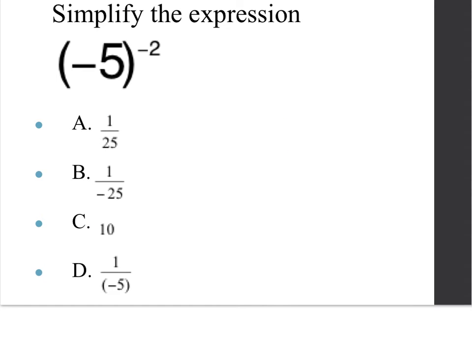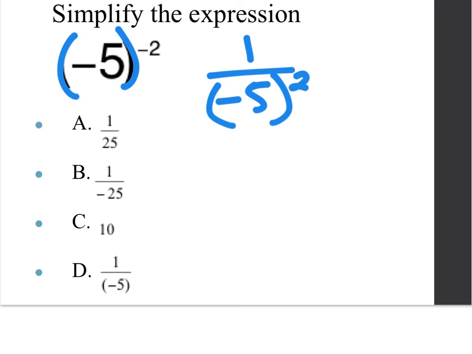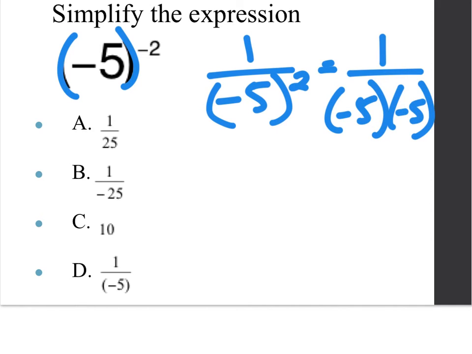Okay, in this problem, we have the parentheses, and we have the negative 2. Now remember, the negative means to use the reciprocal. And then the exponent will become positive. So this is going to be 1 over negative 5 times negative 5. Well, obviously, negative times negative is positive, and 5 times 5 is 25. So it'd be 1 over 25.